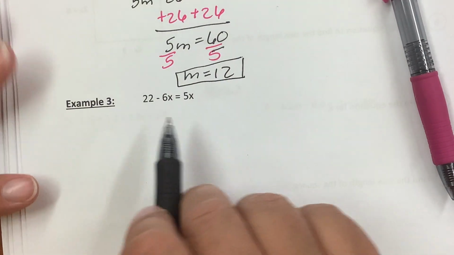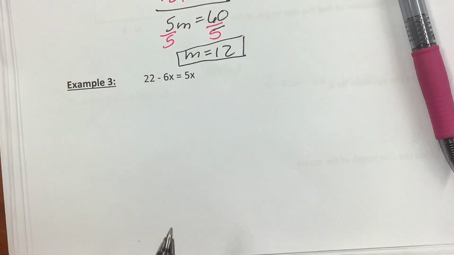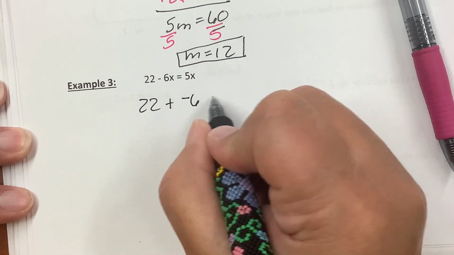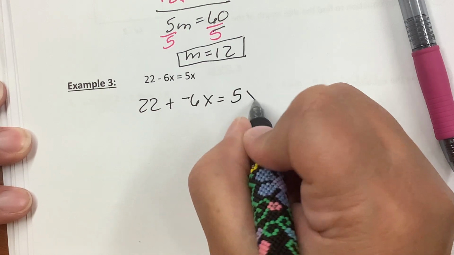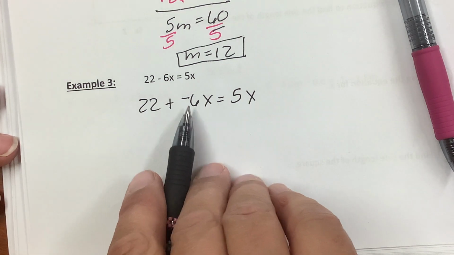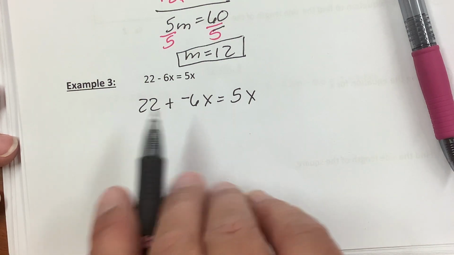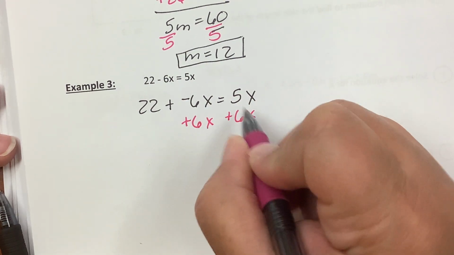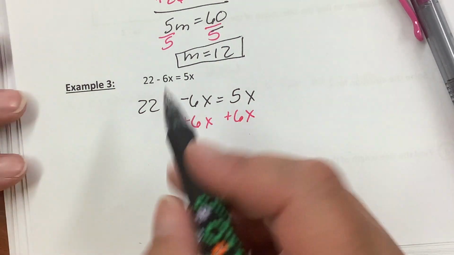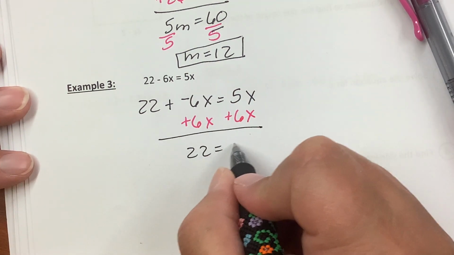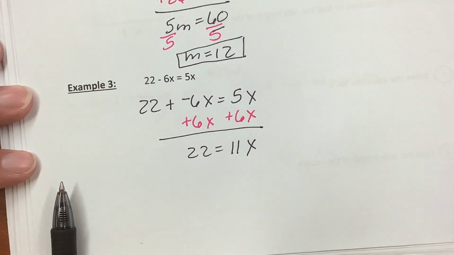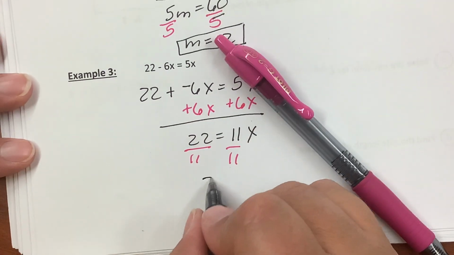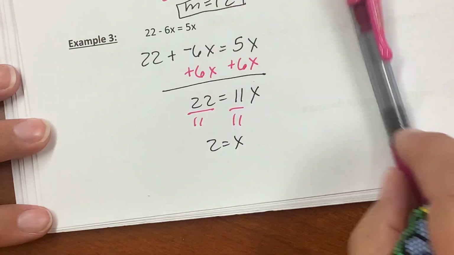All right. For this one, the variables are on both sides. I'm going to rewrite this as 22 plus negative 6x equals 5x, because it makes it easier to see that negative 6 is smaller than 5. So I'm adding 6x to both sides. Negative 6 and positive 6 is 0. 22 equals 11x. Divide both sides by 11. And 2 equals x. But I would prefer to have it as x equals 2.